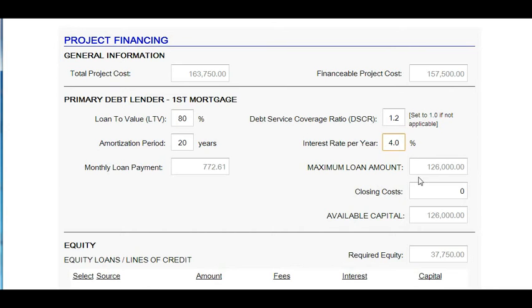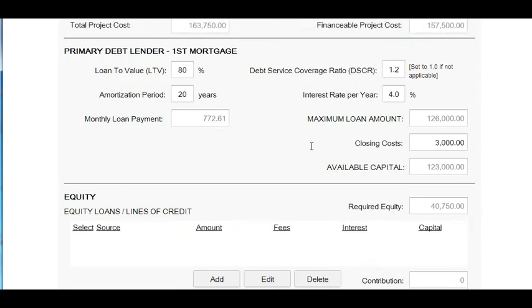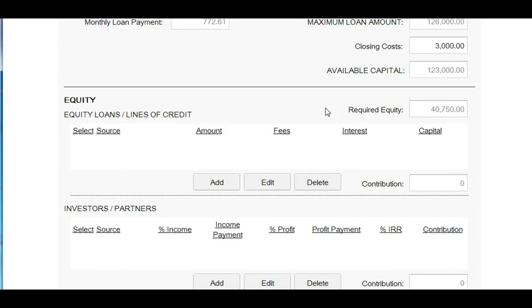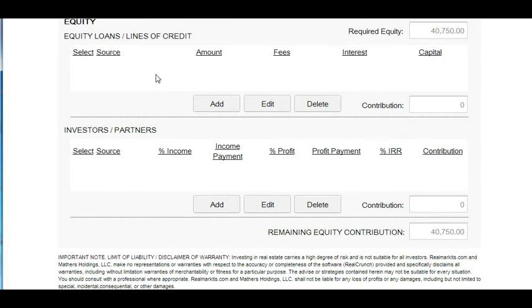Okay, interest rate per year, let's just leave it at 4. Closing costs, say 3,000, and again, if you have broker's fees and they're going to roll it into those costs when you ask them, just make sure you know so you don't penalize yourself by including it twice. Okay, so there we go. After the loan, we have 123 available capital. We need to come up with 40,000 equity.